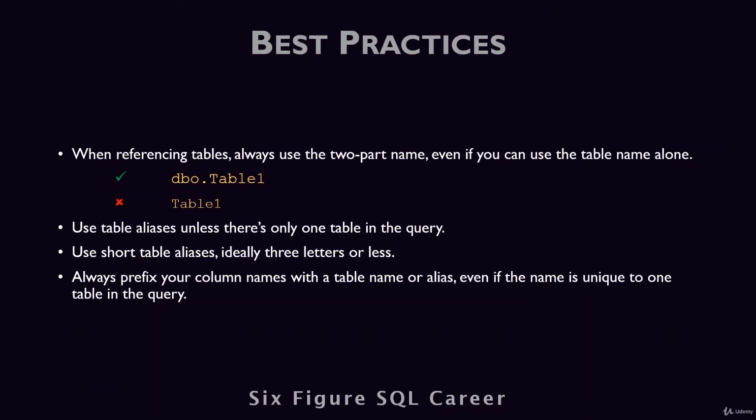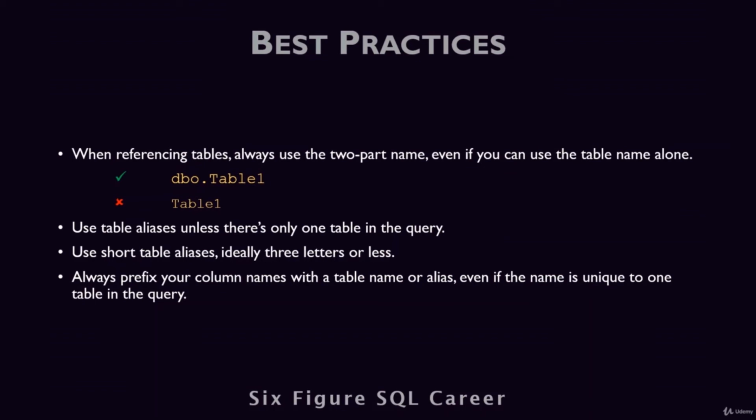Here are a couple of best practices when referring to tables. First, make sure that you use the two-part name even if you are allowed to use the table name alone. So in my example, I have a table 1 in my DBO schema. It's good practice to type out that DBO even though you don't need to. The reason is one-part names can actually cause problems with SQL Server sometimes, again because of the issue with default schemas.